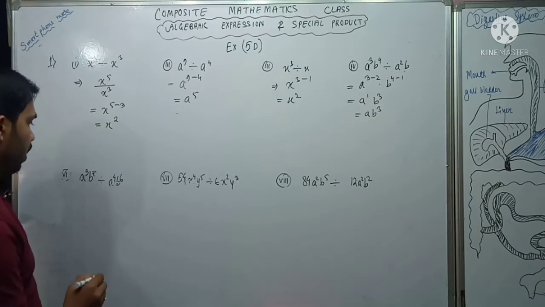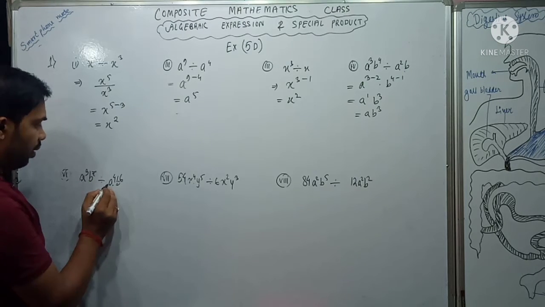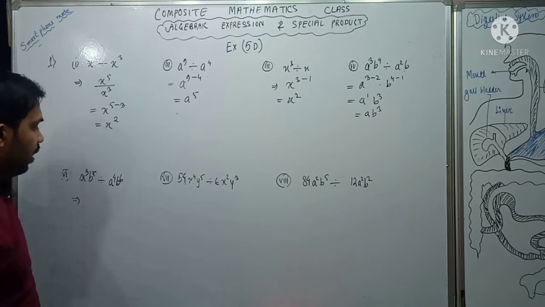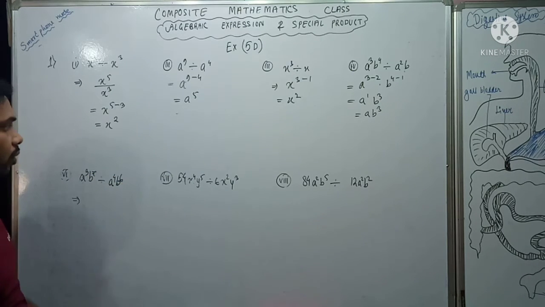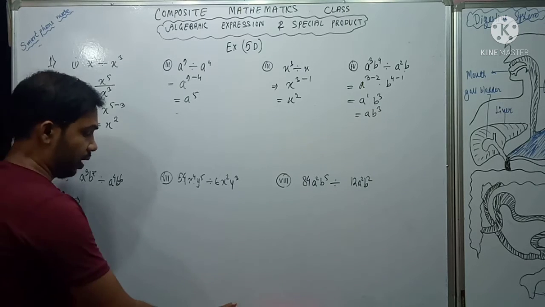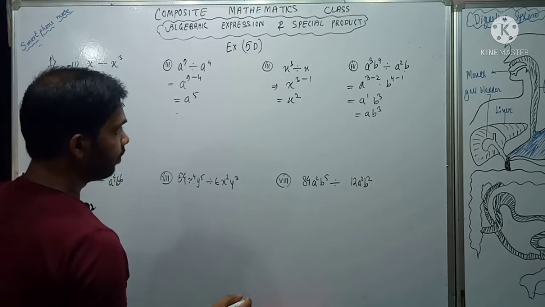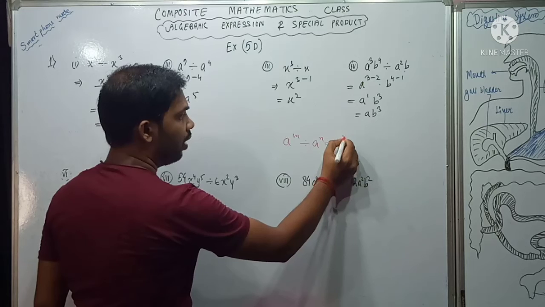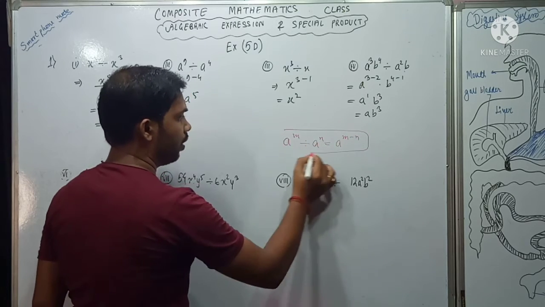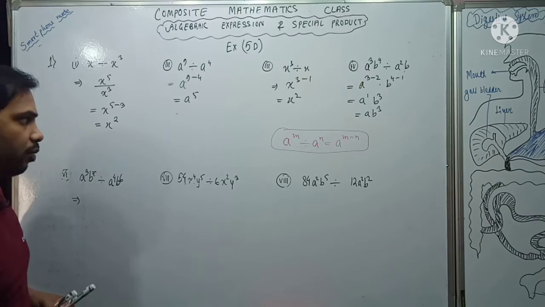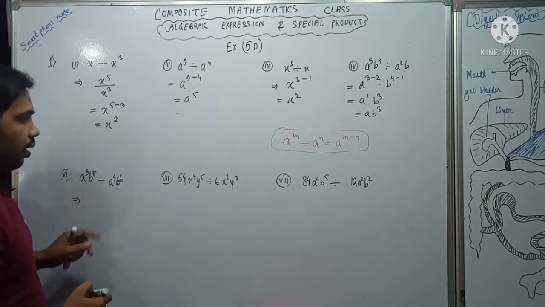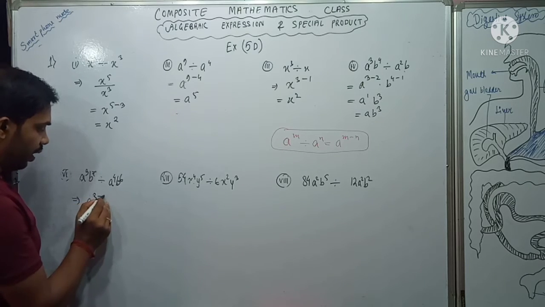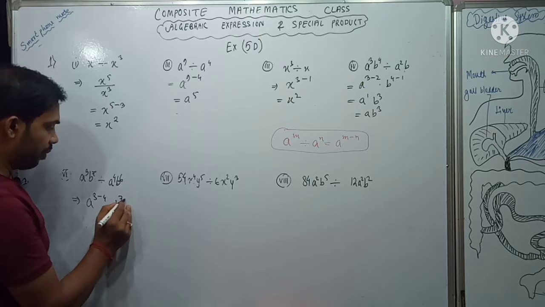Next you see this one. So it is given that a power 3 b power 7 divided by a power 4 b power 6. So you know very well that if division sign is given, then we have to subtract. So I will write the formula here, that a power m divided by a power n is equal to a power m minus n. You always remember this formula. It is a very important formula, exponents. So remember, it will be used throughout the question. Okay. So you see, so it is a power 3 minus 4 into b power 7 minus 6.